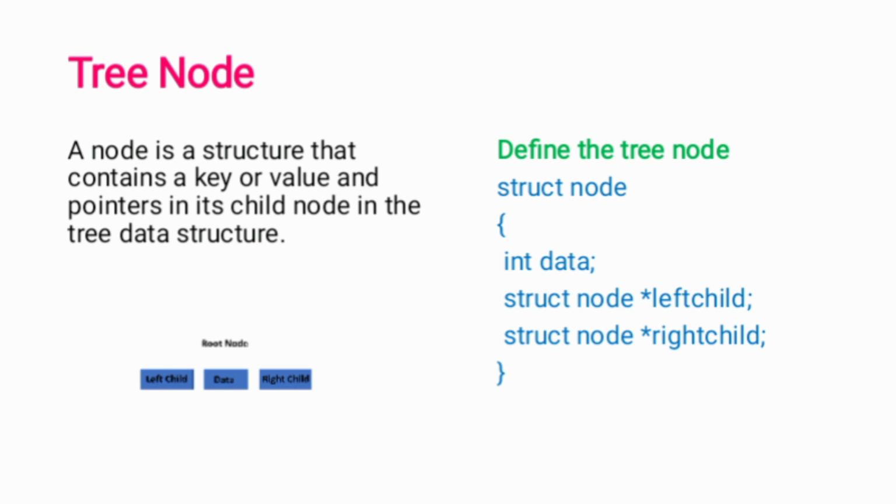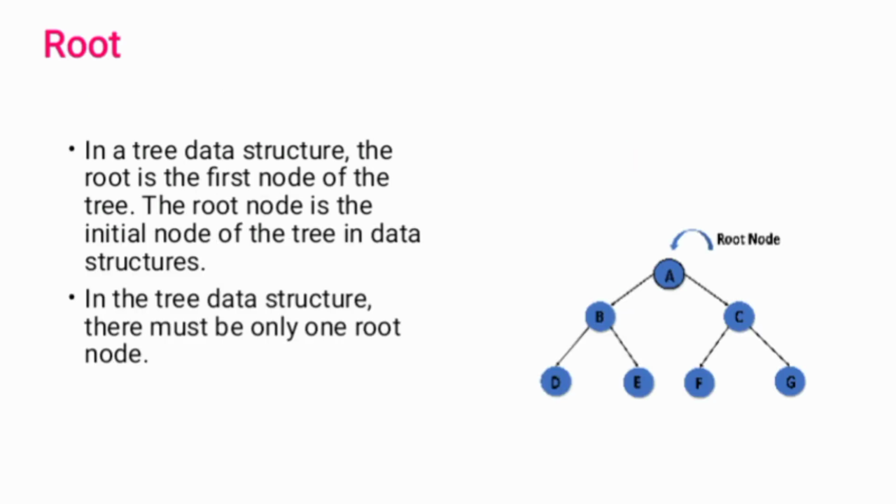The struct node defines a structure named node. Int data declares an integer variable data to store the data of the node. The next line declares a pointer left child of type struct node asterisk, which points to the left child node of the current node. The next line we have struct node asterisk right child. It declares a pointer right child of type struct node, which points to the right child node of the current node.